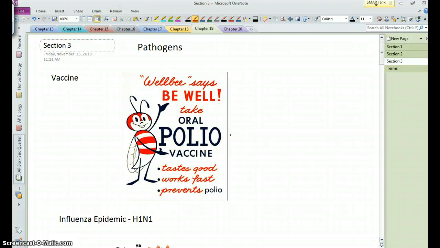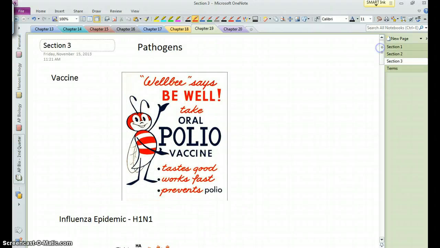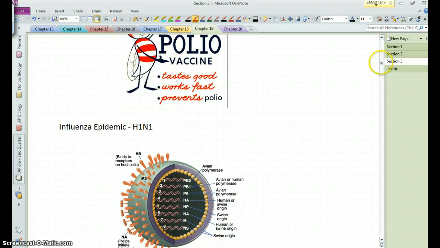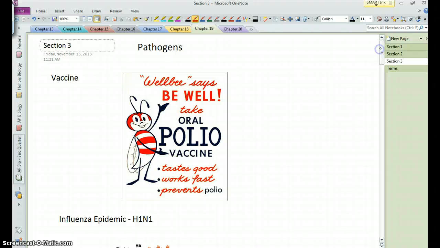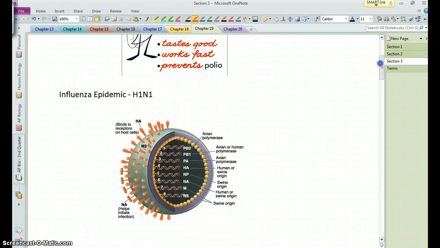Polio was the first vaccine developed on a large scale. Also smallpox with Edward Jenner. He discovered that milkmaids in Europe who were exposed to cows and got cowpox were relatively immune to smallpox, and so that was actually the first vaccine. It was later in the 1900s that the polio vaccine was developed.